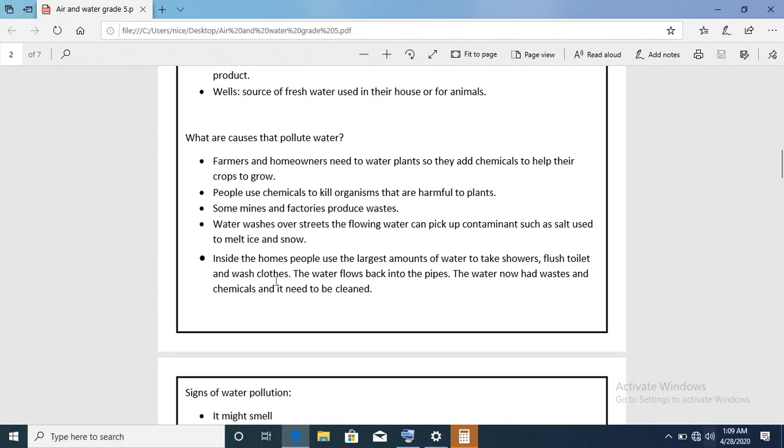The water flows back into the pipes. You know that all of us have pipes in our buildings. The water now has waste and chemicals. It needs to be cleaned. After we use the water to clean the fruit, it contains chemicals and goes to the pipes. After we go to the toilet, we flush the toilet, and it carries toxins. After washing our clothes, it also has dirt. All of these go to the pipes, and then we have to clean it.